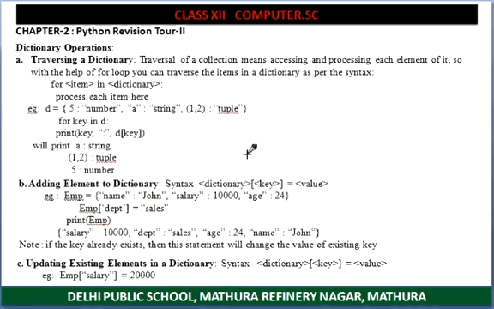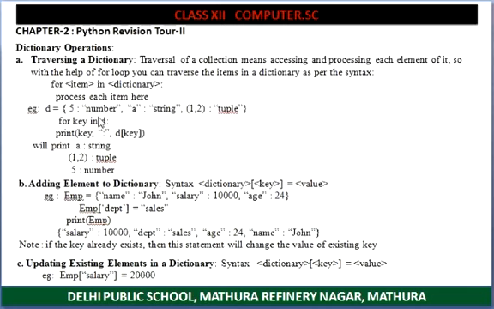Next, now dictionary operations. First, traversing a dictionary. Traversal of a collection means accessing and processing each element of it. So with the help of a for loop, you can access and process the elements of a dictionary. Syntax: for item in dictionary, process each item here.